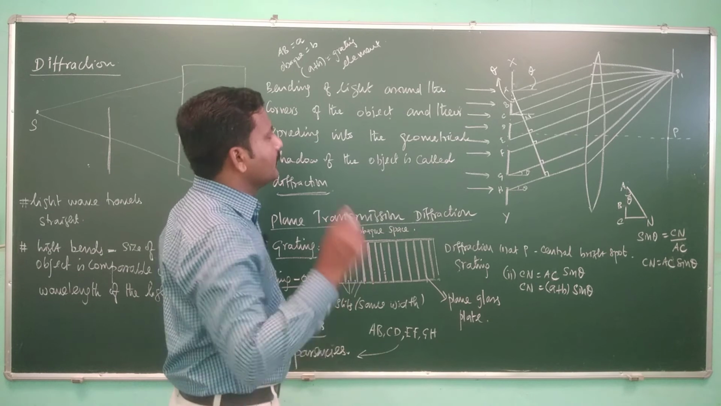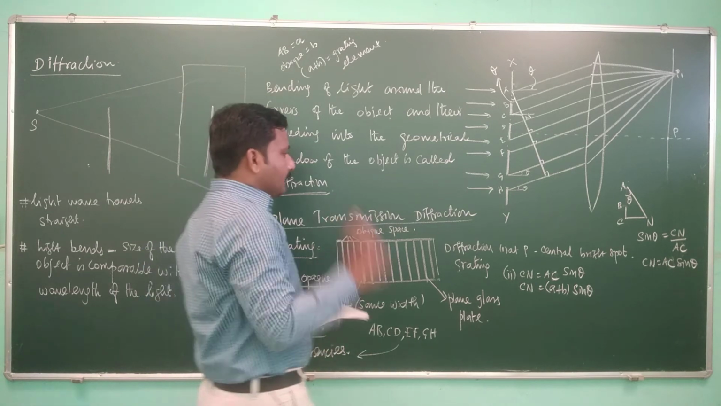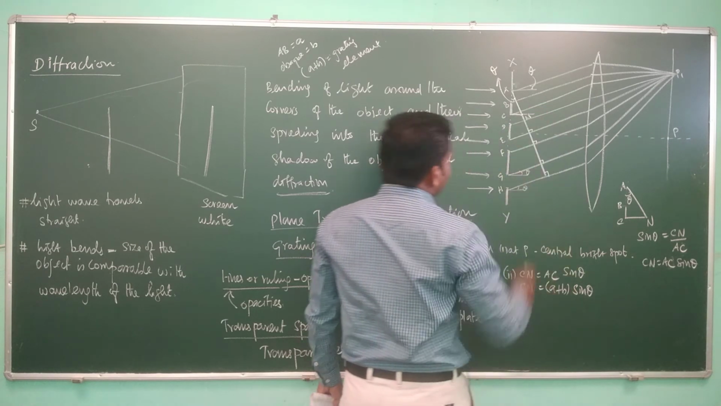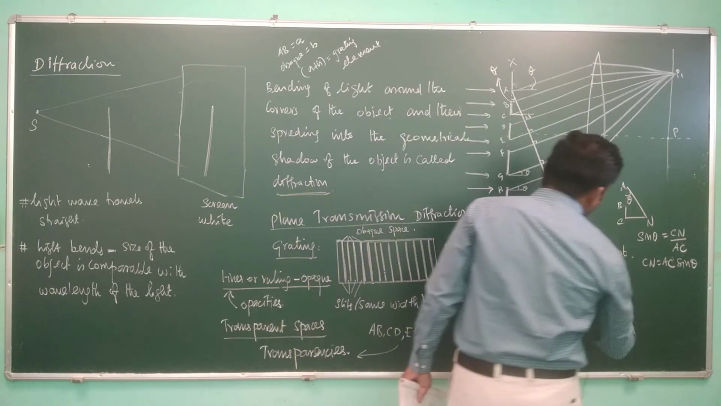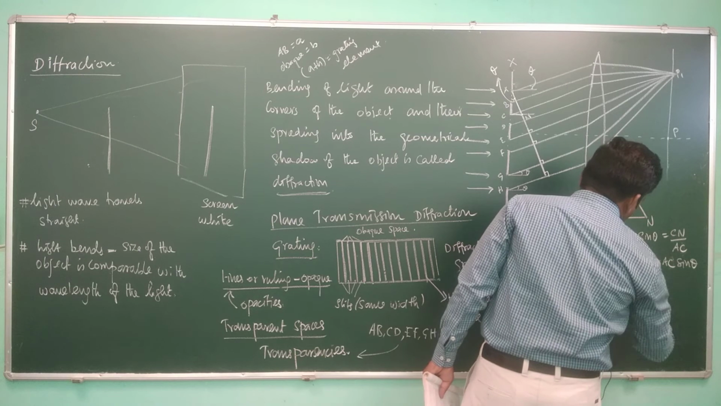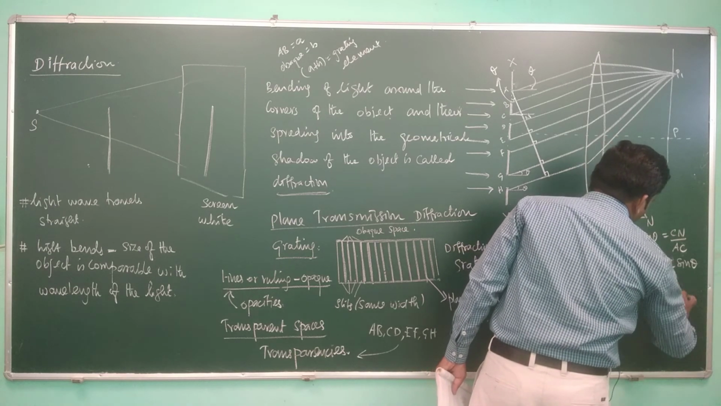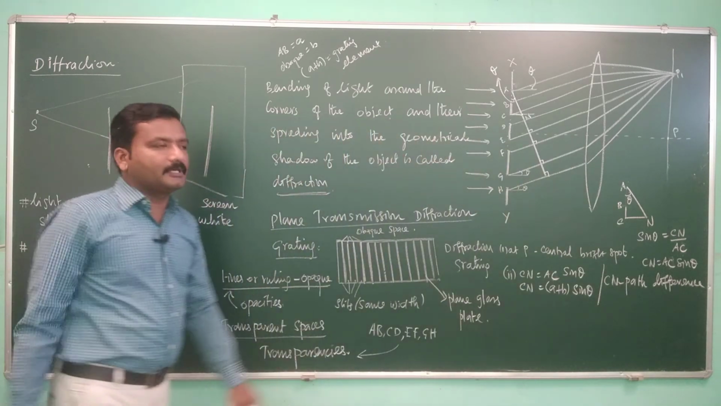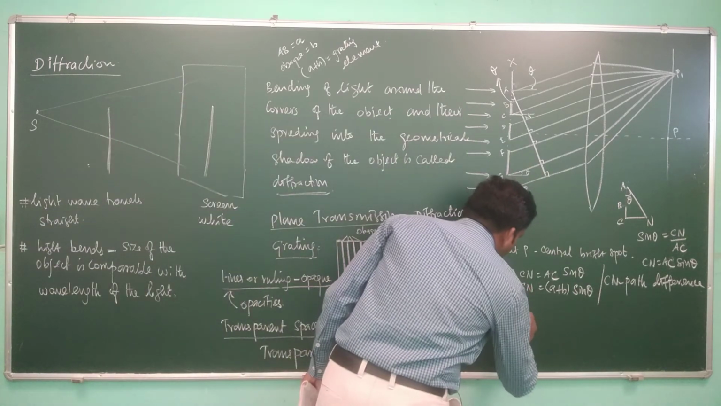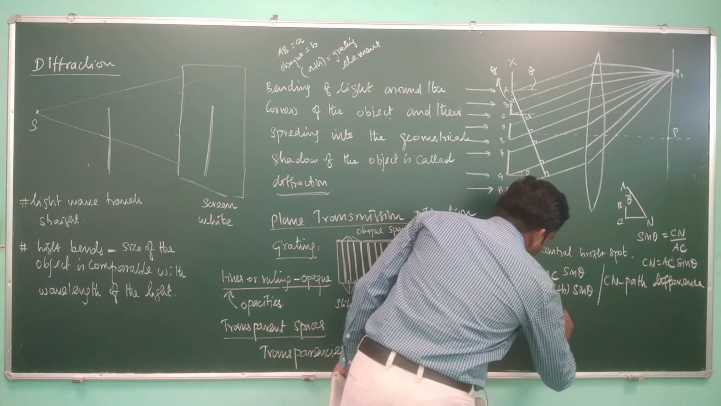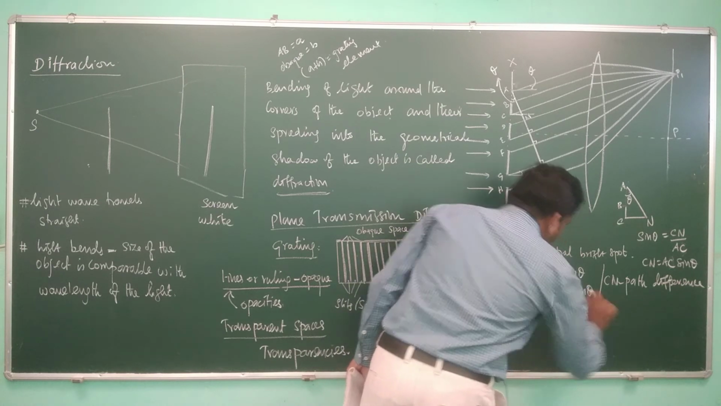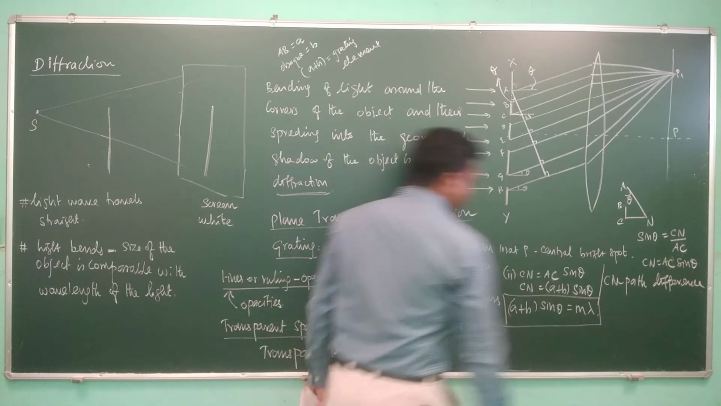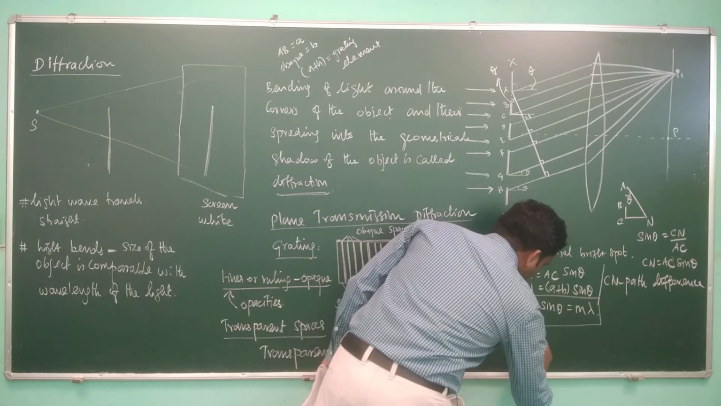Now this Cn is nothing but the path difference. If this path difference Cn, that is (a plus b) sin theta, is equal to m lambda, then we can expect a bright spot.